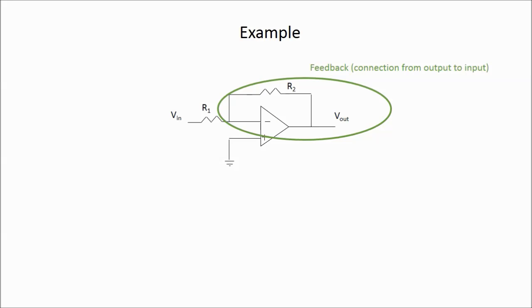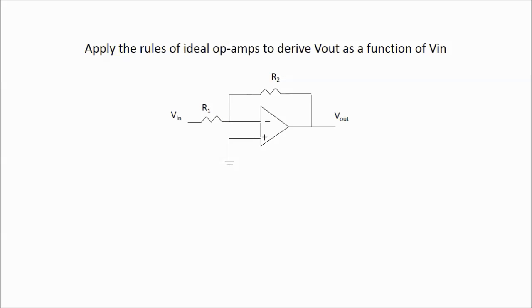And then we have this resistor R2, which connects the output voltage to the inverting input. That's what we call feedback. Whenever you connect the output of something back to its input, you call that feedback. So R2 in this case is the feedback resistor. So now I'm going to show you how we apply those four rules that we just talked about of ideal op-amps to figure out how this circuit is going to behave. In particular, we want to find V out as a function of V in.